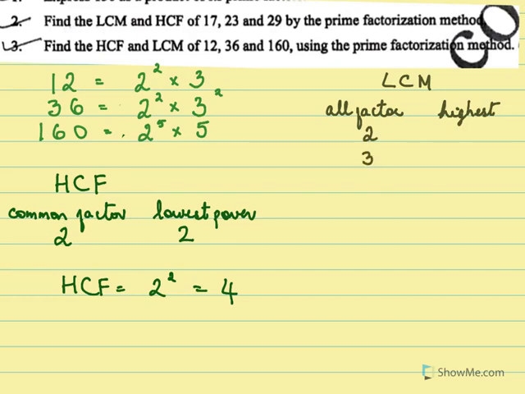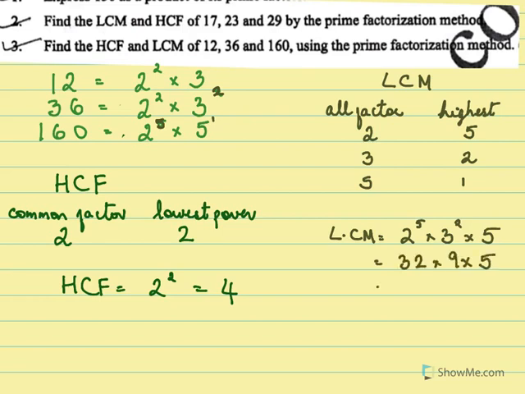The factors are 2, 3 and 5. The highest power of 2 you see here is 5. The highest power of 3 is 2, and 5 is just 1. So we have LCM 2 raised to 5, 3 raised to 2, into 5. So that is 32 into 9 into 5, and 1440 is the LCM.